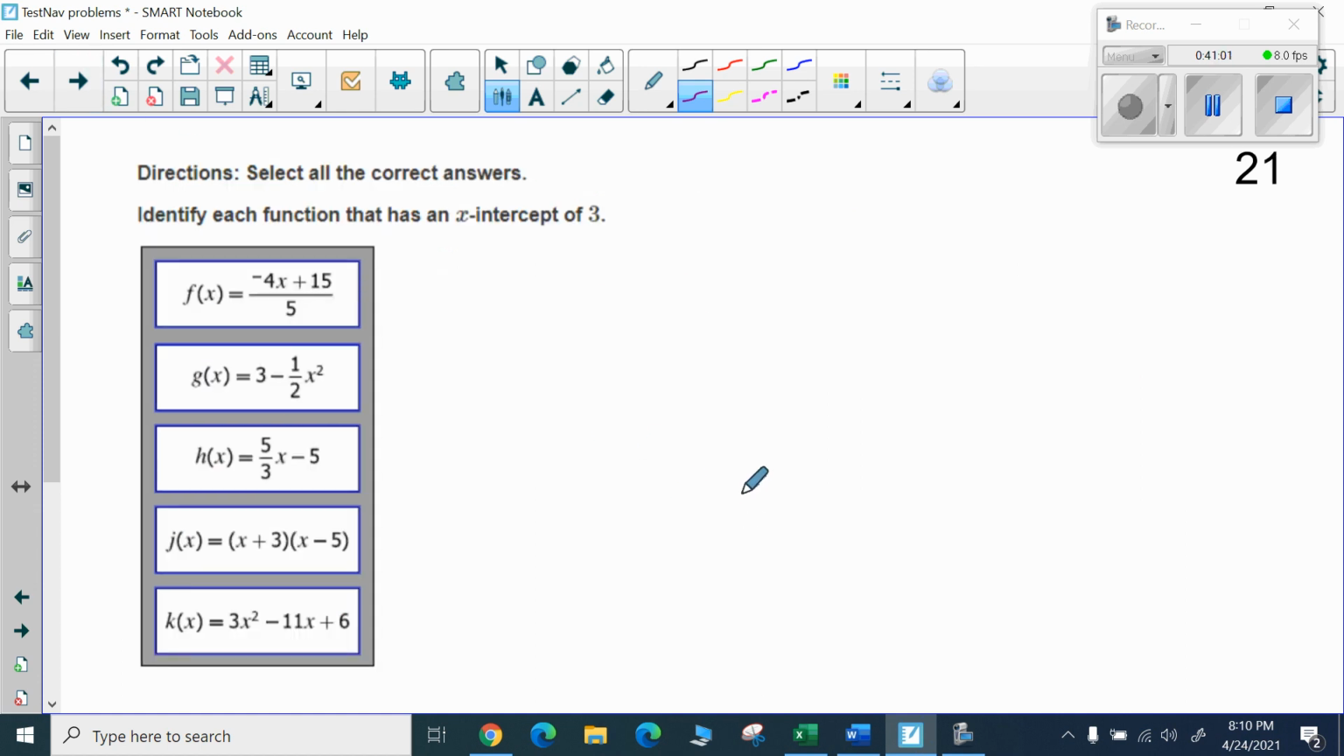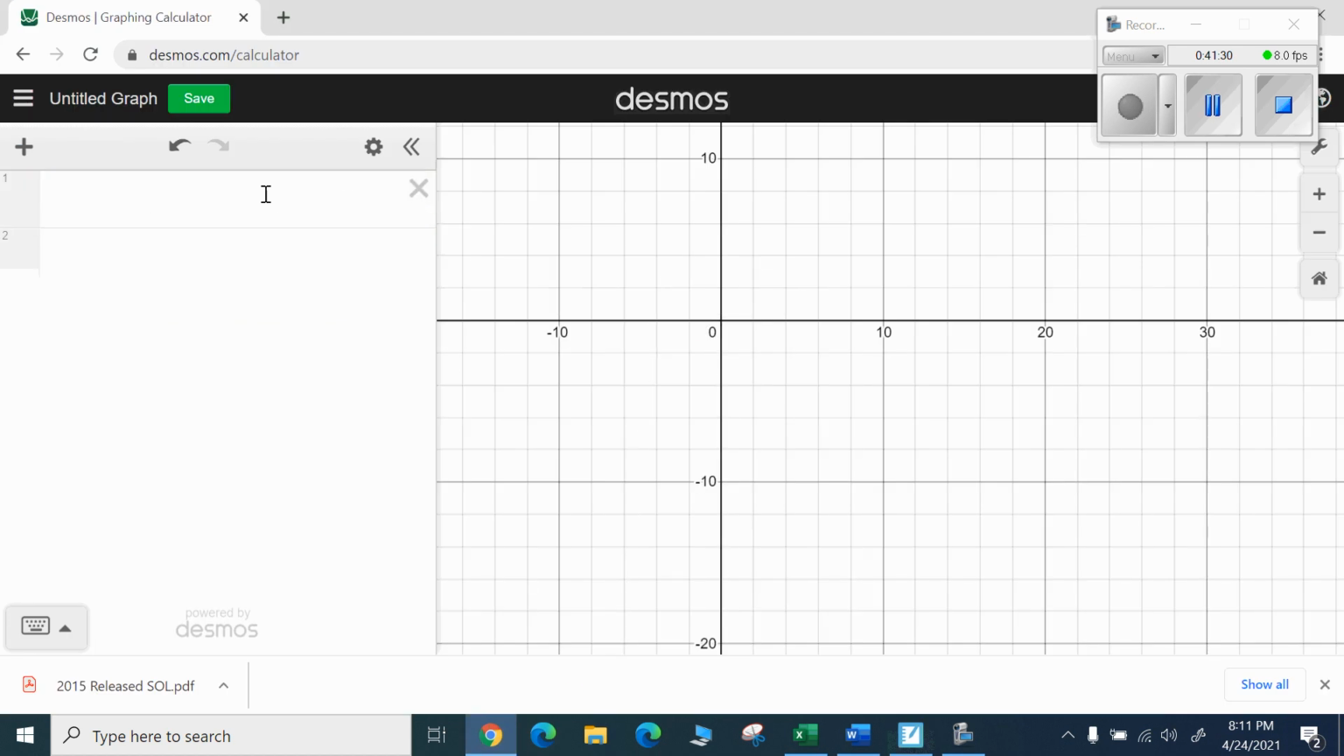Here's number 21. This is another sort of multiple option. Identify each function that has an x-intercept of 3. That means when you graph this on the x-axis, it has to go through the number 3. So again, we just let Desmos do this for us. We're not going to type this part. Forget about the h of x and all that. Just type this part, and we'll see which ones cross the axis at 3.